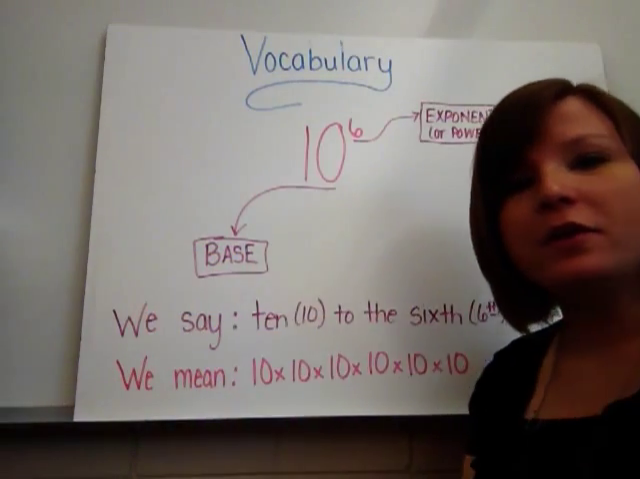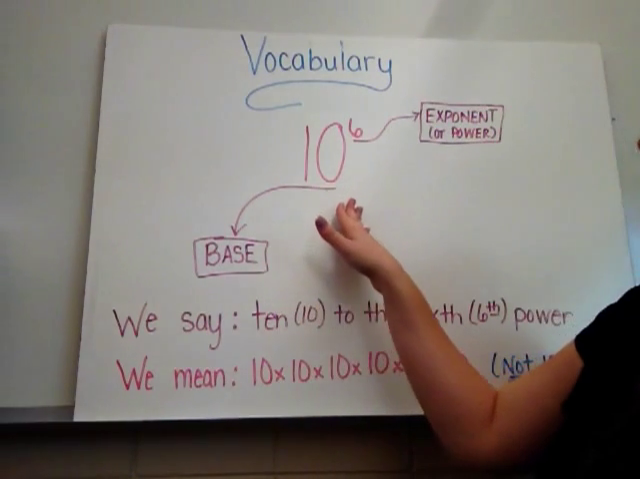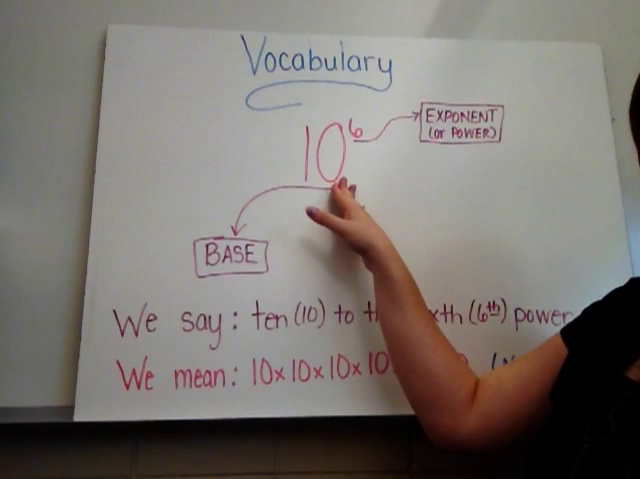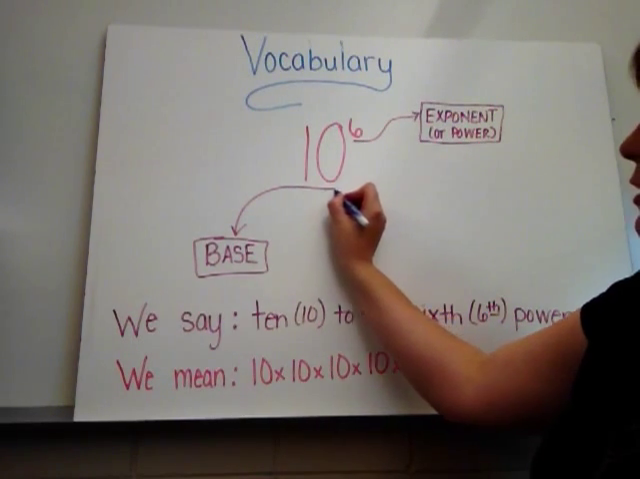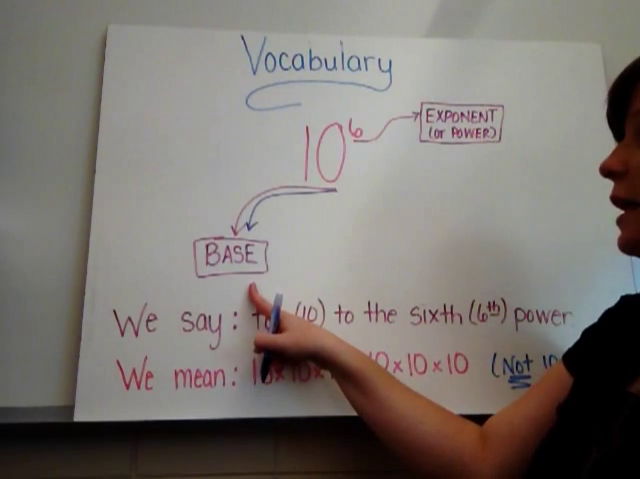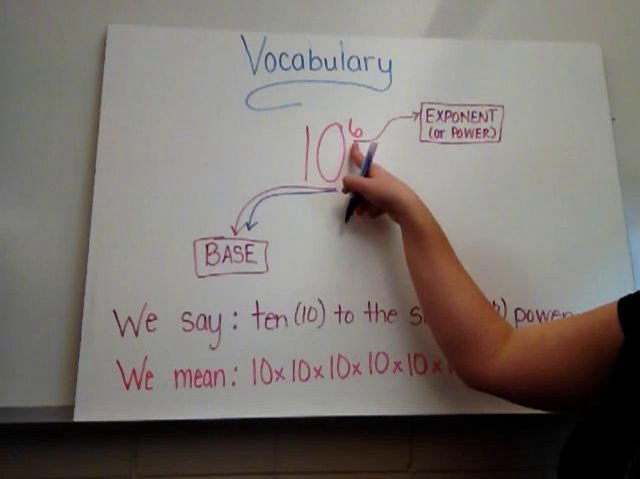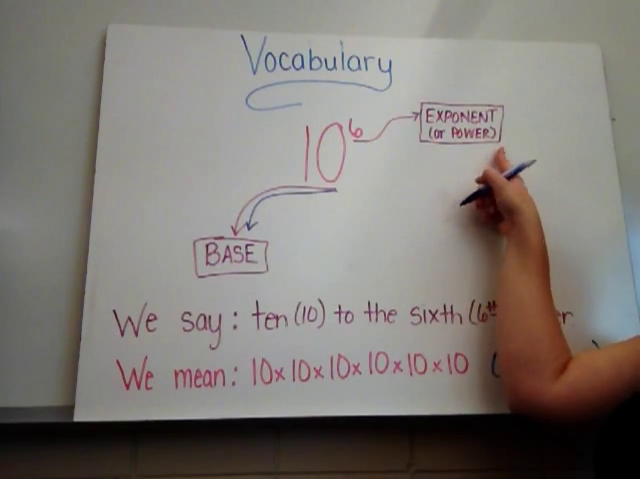Alright, in the vocabulary section of your notebook, I want you to copy down this whole board. So I have an example of an exponent right here. So write down the 10 with the little 6 up here, and the 10 is the base. So please label the 10 base. Label the tiny little 6 in the corner as the exponent, or sometimes we call it the power.